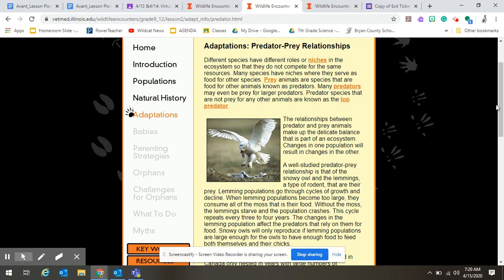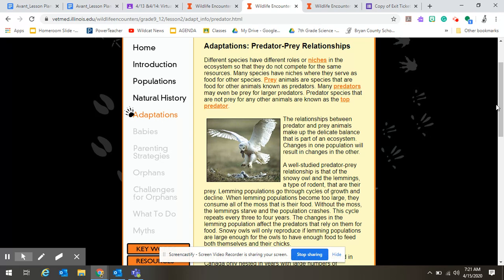The relationship between predator and prey animals makes up the delicate balance that is part of an ecosystem. Changes in one population will result in changes in another. A well-studied predator-prey relationship is that of the snowy owl and the lemmings, a type of rodent, that are prey. Lemming populations go through cycles of growth and decline. When lemming populations become too large, they consume all of the moss that is their food. Without the moss, the lemmings starve and the population crashes.